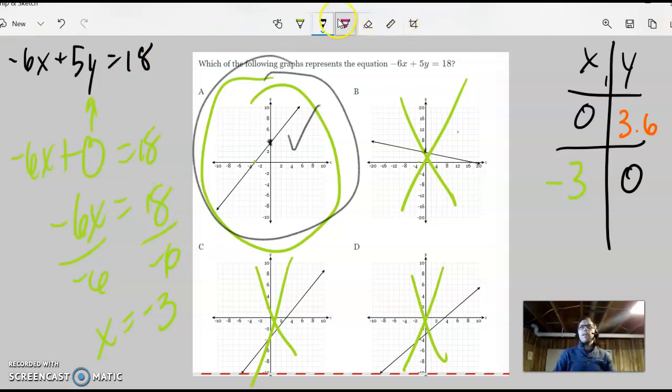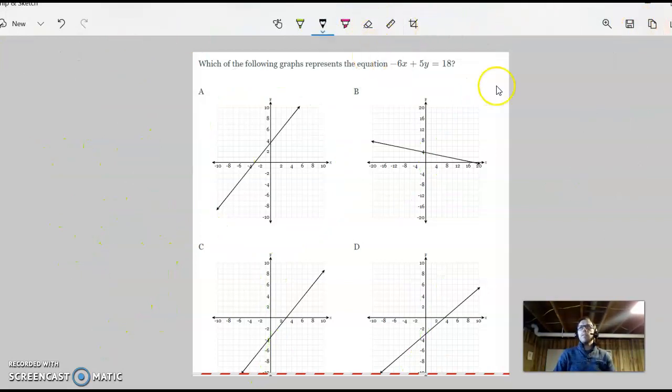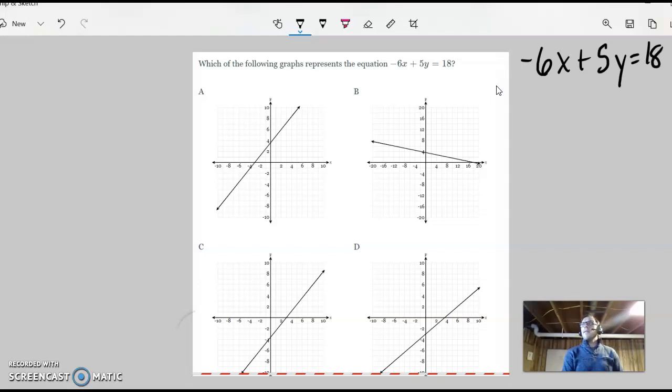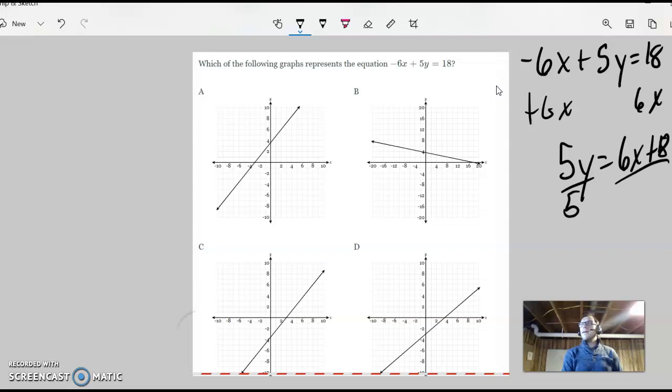All right, one more way to do this one before we call it good for today. You can take your equation and solve it for y, right? Take it from this standard form. All right, so let's do it. Let's add 6x to both sides because we're solving for y. I get 5y equals 6x plus 18. Divide everything by 5. That's an 18 there. We get y equals 6x over 5, so 6/5 x.